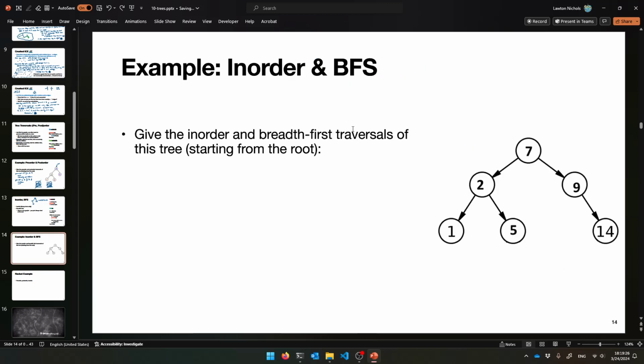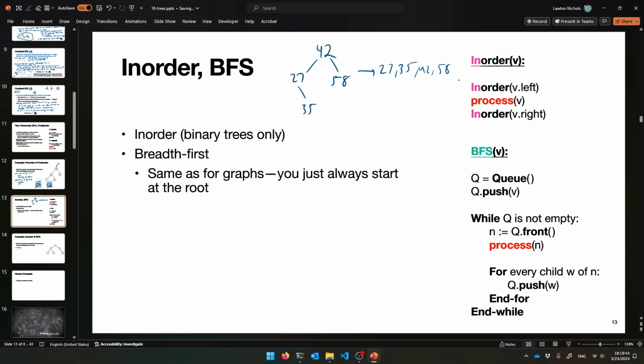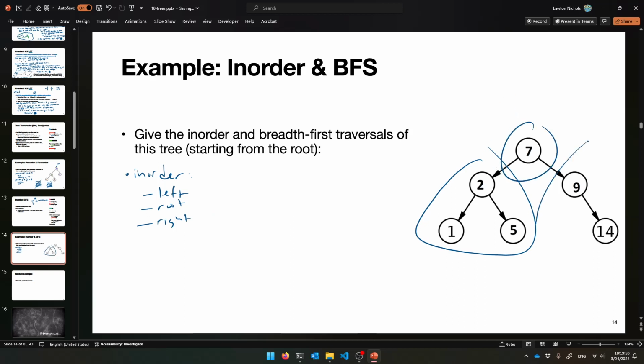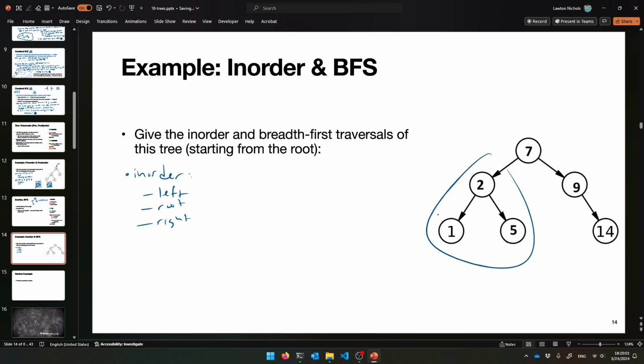So let's give the in order and breadth first traversals of this tree starting from the root. So the in order traversal, which is all one word for a weird reason, in order, it's always left, then root, then right. Left, root, right. And it's recursively when it's going down left, root, right, left and right. Left, root, right. So it's going to go recursively in order to the left. I'm going to do this quickly now. Left, then root, then right. So we're working on the left right now. And this one's going to go left, root, right.